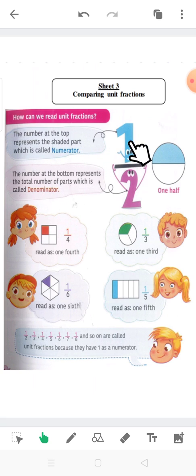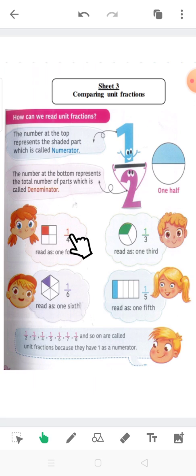The number at the top, we call it numerator. It refers to what? The shaded part or the colored part. The number at the bottom represents what? The total number of the parts, or all of the parts. In this example, I've got two parts, so I put in the denominator, 2.